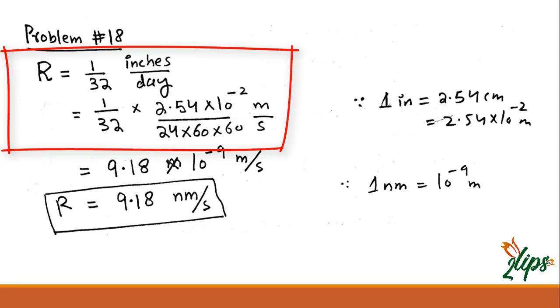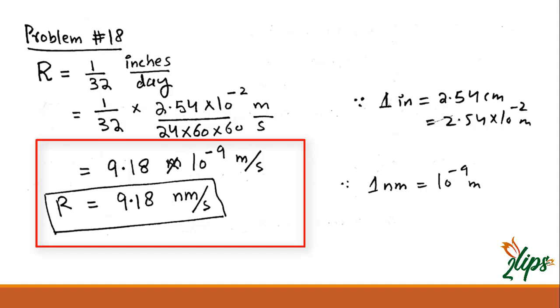In one day there are 24 hours, in each hour there are 60 minutes, and in each minute there are 60 seconds. So one day is equal to 24 into 60 into 60 seconds. Putting this value here and solving, I get this result, which is 9.818 into 10 raised to power minus 9 meters per second.